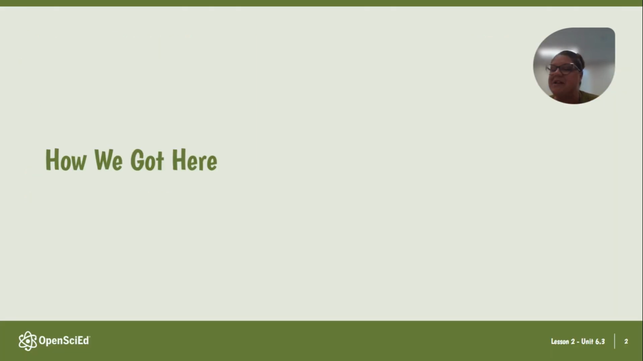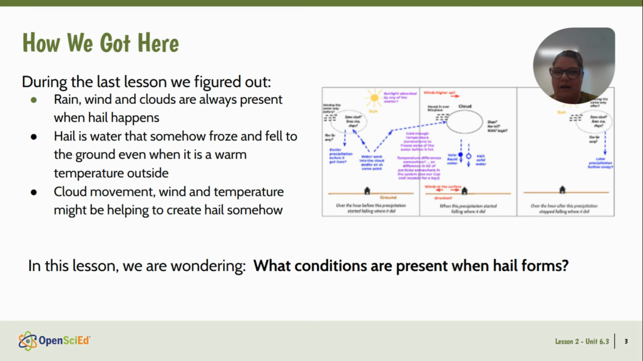How did we get here? In Lesson 1, we figured out that there are always some key things happening along with hail, like wind, clouds, and rain. This hail stuff is frozen water or ice, and it's even happening when it's really warm outside. We think we know some of the causes of it, but we're not positive, so we need to prove our claims with some evidence. So how do we do that?